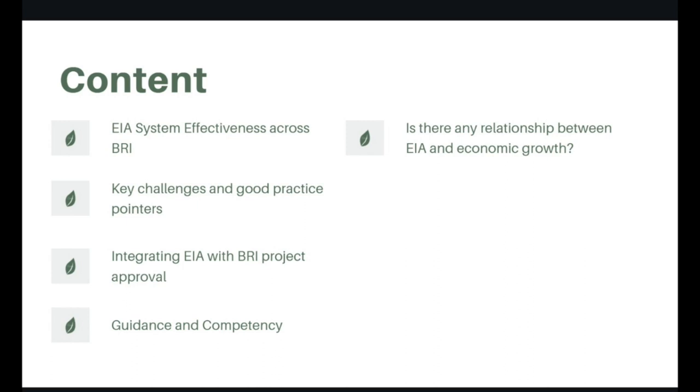I'll start with EIA systems effectiveness across Belt and Road, highlighting some of the key challenges and good practices. I would also like to talk about the possibility of integrating EIA with the project approval process, and whether our research was able to find some relationships between EIA and economic growth.